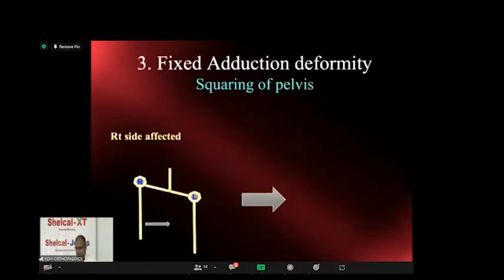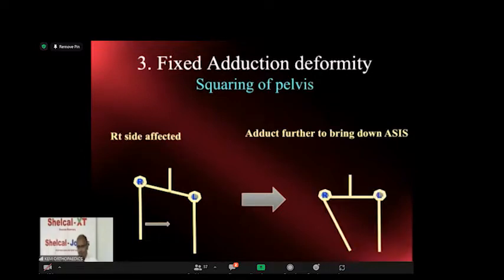Next we come to coronal plane deformities. Fixed adduction deformity: how to square the pelvis? Here, you get cut sometimes. Suppose the right side is affected, with right side adduction deformity. You have to adduct further to bring down the anterosuperior iliac spine, so that both anterosuperior iliac spines are at the same level. That means the pelvis is squared.